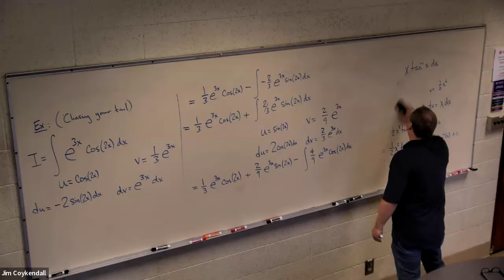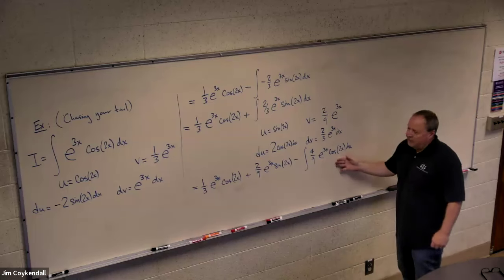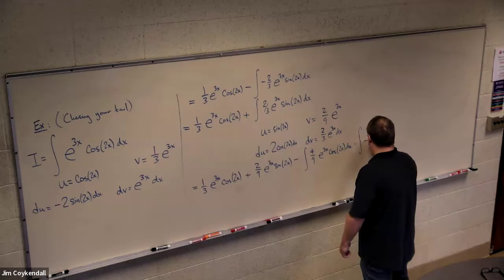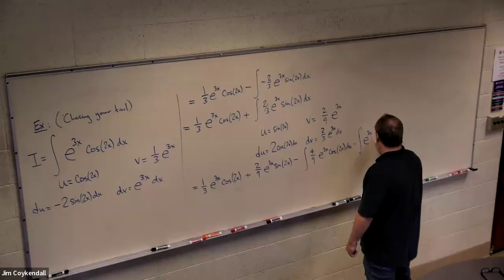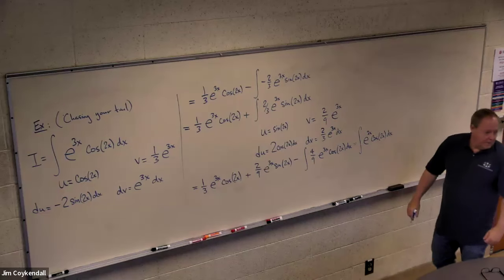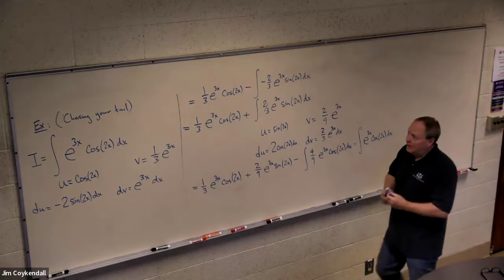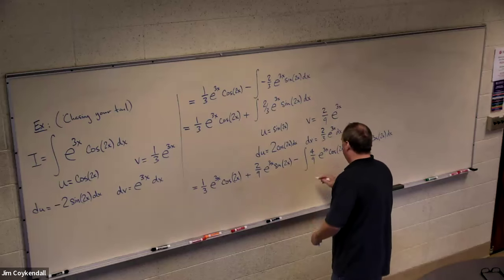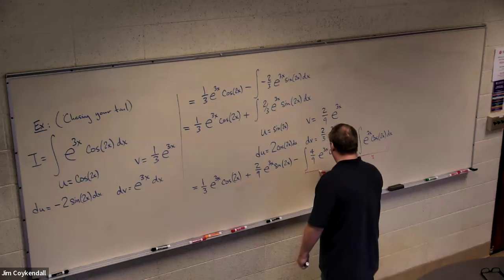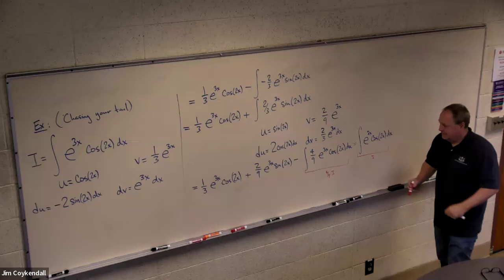Don't lose sight of the following fact. Don't lose sight of the fact that this thing, after two steps, is just a rewrite of that original. Do I agree with that? In fact, remember how I called that I? This is I, the integral we want, and this right here is 4/9 of I. Everybody agree with that?